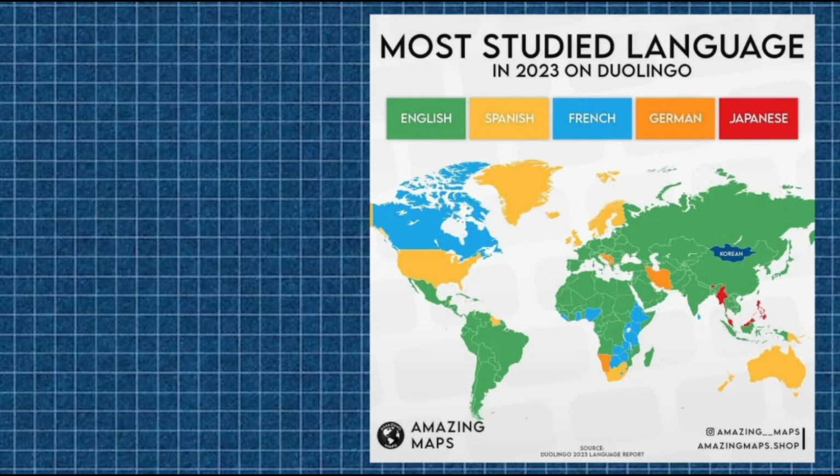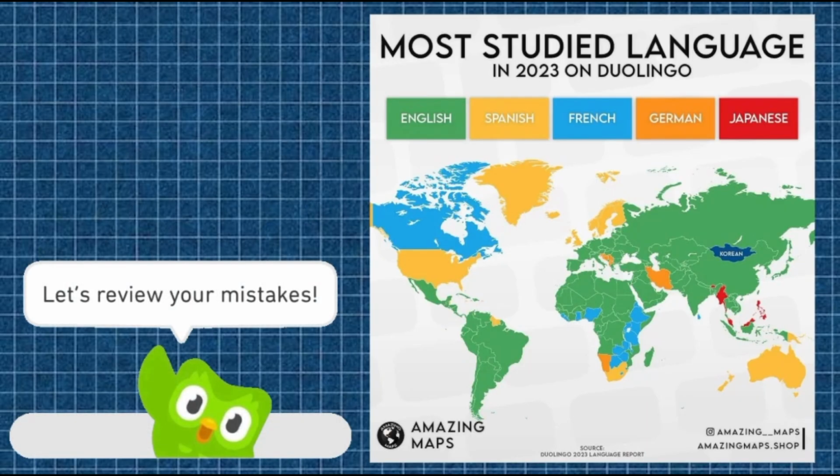Finally, here's a map of most studied languages in 2023 on Duolingo. Anyway, most of the world immediately we can see learns English on Duolingo. And most of the countries that already speak English learn Spanish, excluding a few countries like Canada and countries in Africa, since they are learning French.